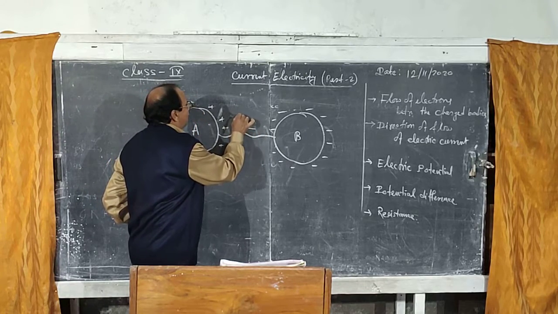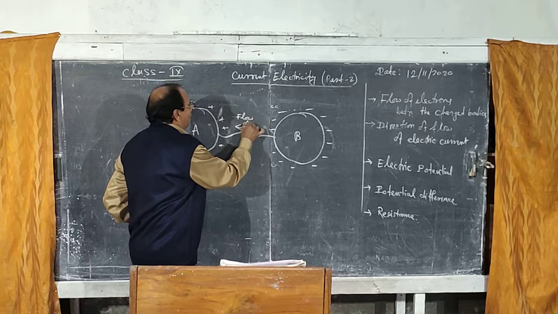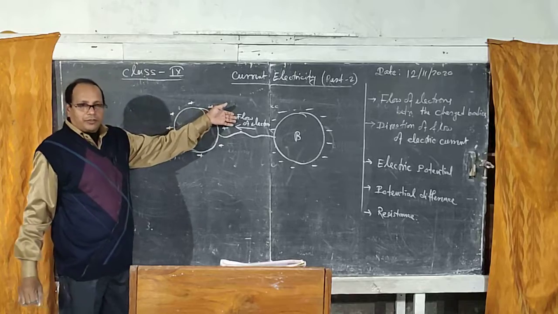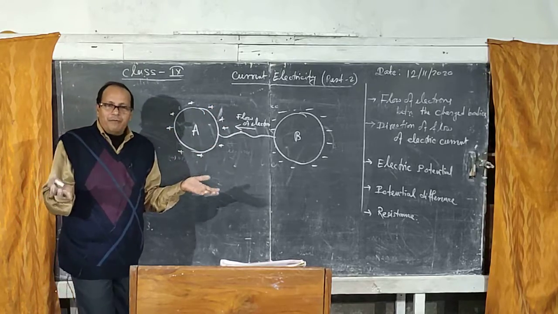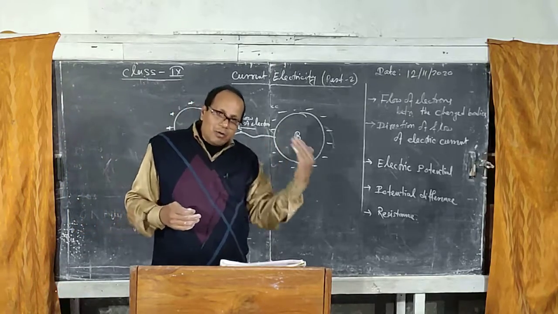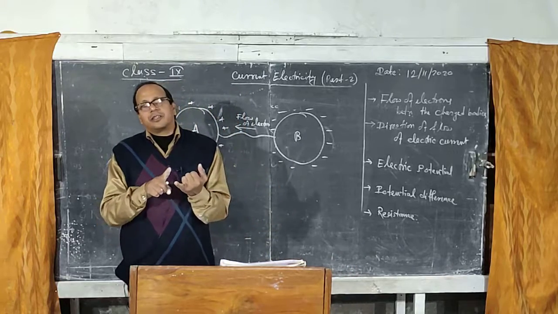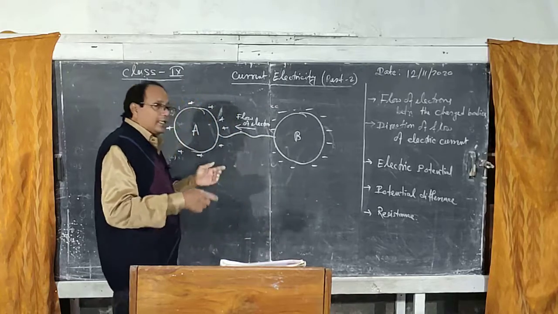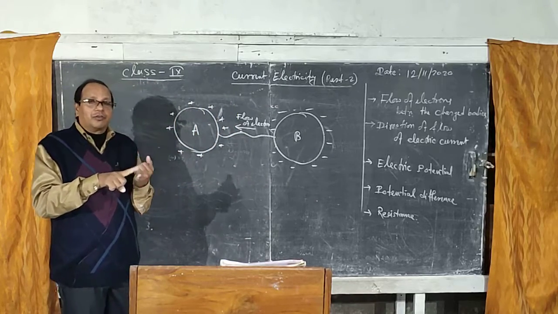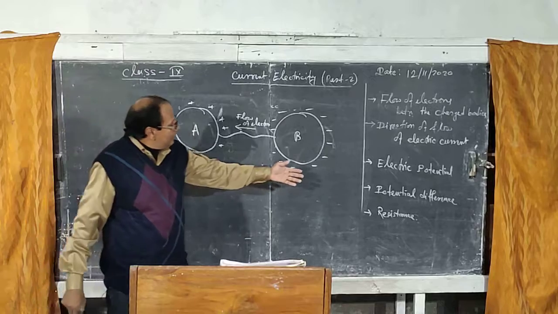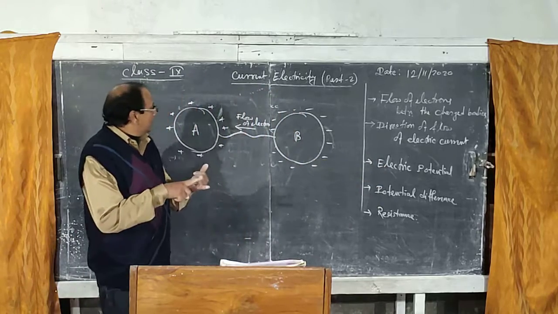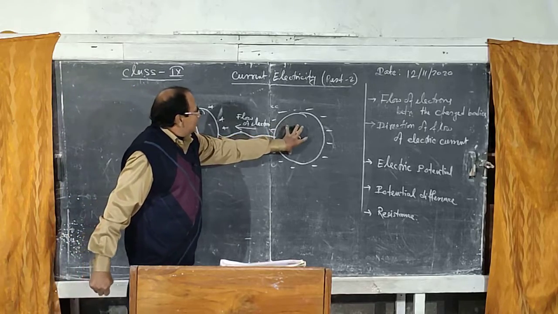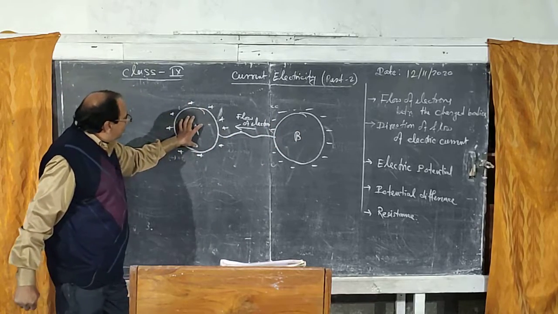So this is the direction of flow of electrons. But we know from common sense, or in lower classes we have learned, that current flows from positive to negative potential. So we use one term, potential. That potential we will discuss in the next topic. So we can say from this diagram that B is the negatively charged body and A is the positively charged body.